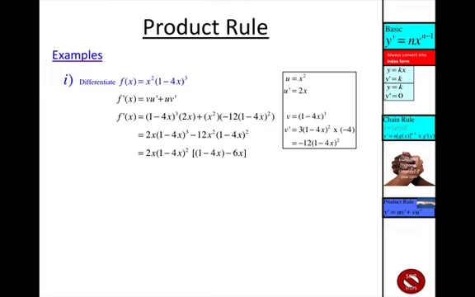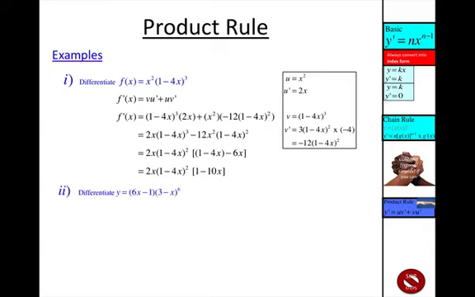Next step, tidy it up. So next step, all you do is tidy it up and you're left with 2x into 1 minus 4x all squared into 1 minus 10x. That's a successful, perfectly worked product rule question, worth about 3 marks.